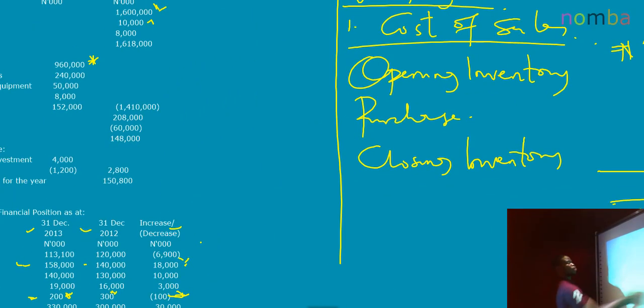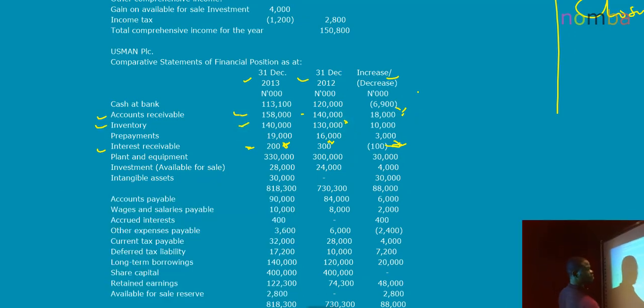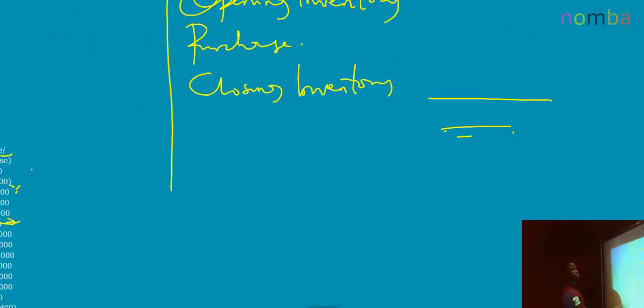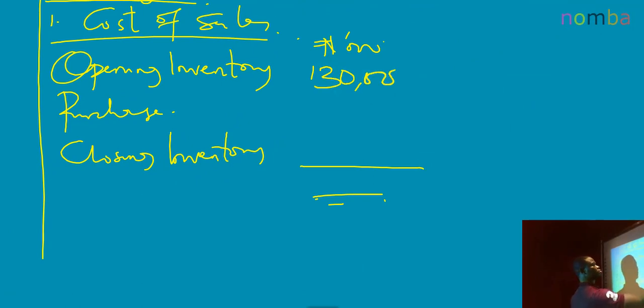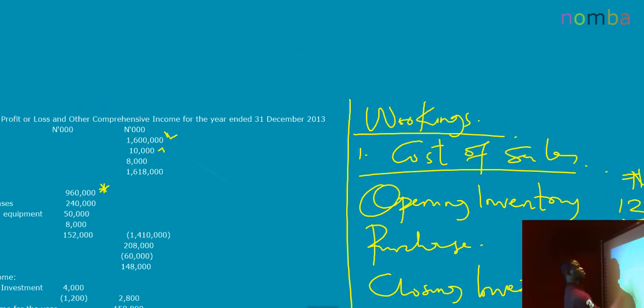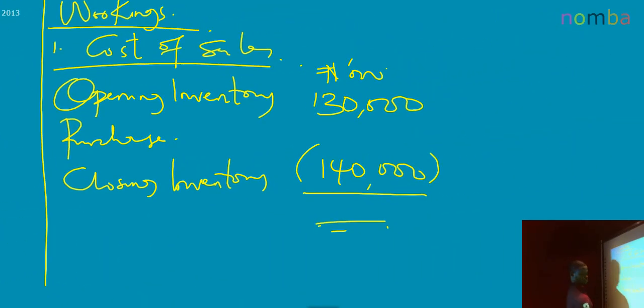So, what's my opening inventory in this case? This is my inventory. My opening inventory is 130,000. My closing inventory is 140,000. So I have 130,000, and in the credit column, I will have 140,000. And my cost of sales, given in the question, was 960,000.